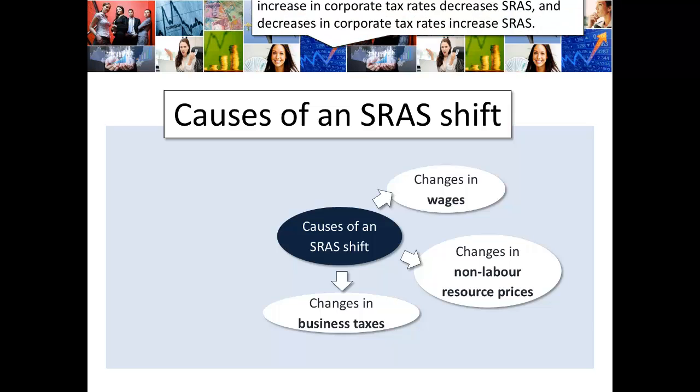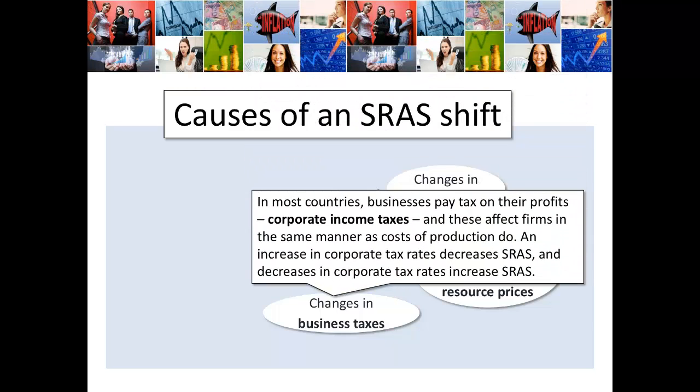Changes in business taxes. In most countries, with the odd exception, Saudi Arabia, you being one, businesses pay tax on their profit. These are corporate income taxes, and these taxes affect firms in the same manner as costs of production do. So the higher the tax, the higher the cost of production, a decrease in the SRAS. Decreases in the corporate tax rate increase the short-run aggregate supply.